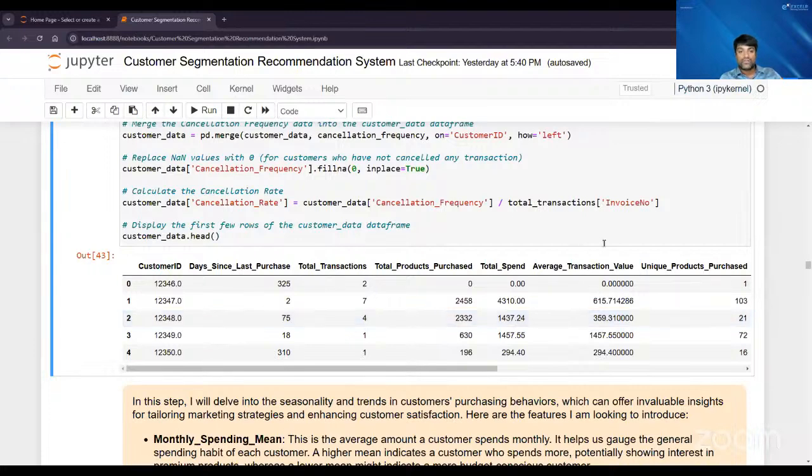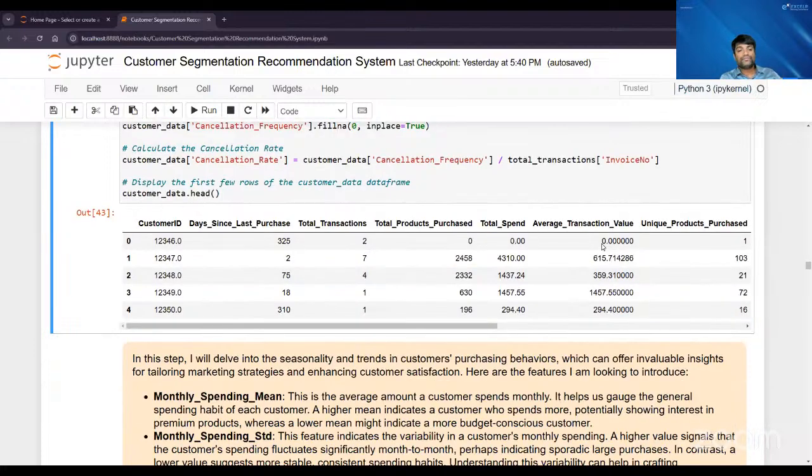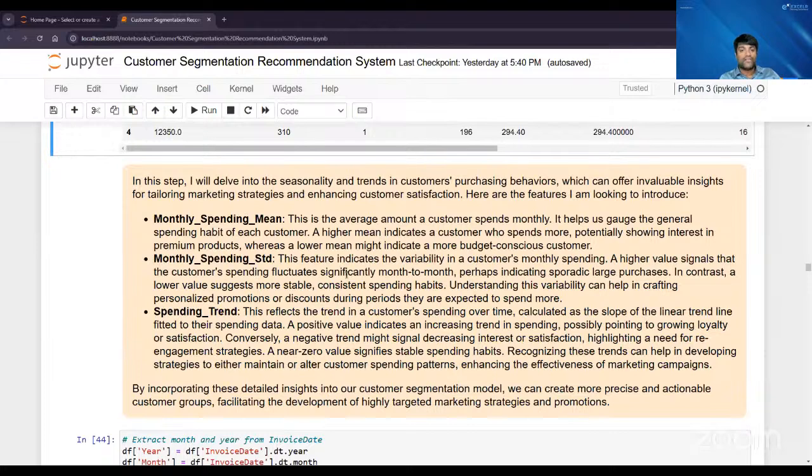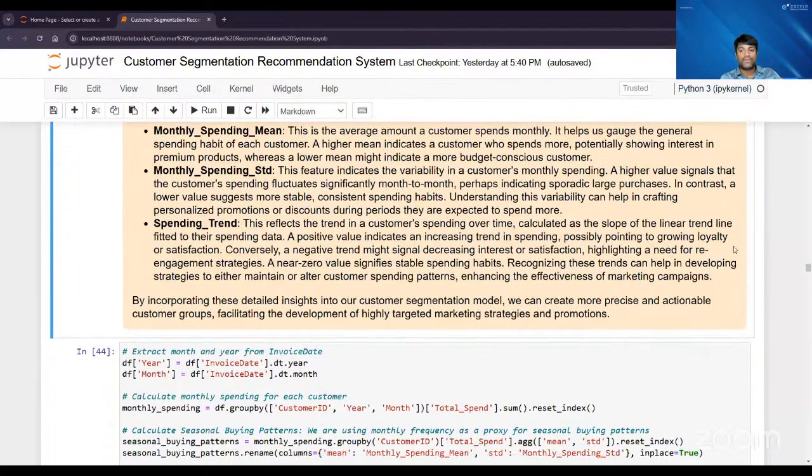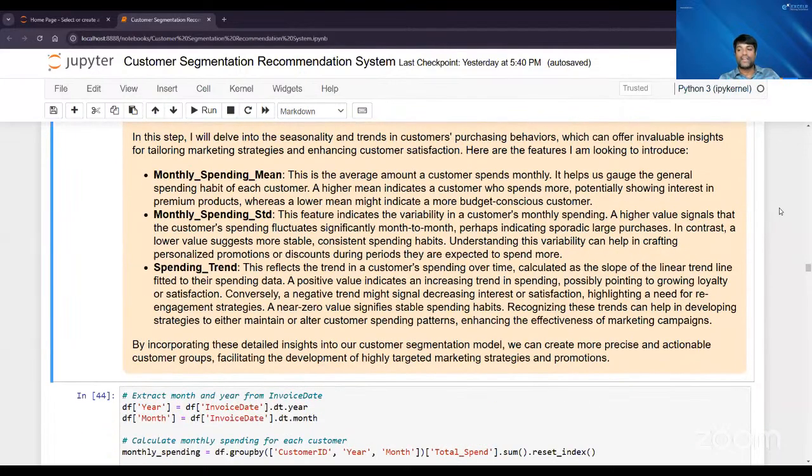Now going forward, next we are going to identify the monthly spend. What is the average monthly spend that a particular customer is making on that product? What is the mean? What is the standard deviation? And let us also understand the trend of how a particular customer is spending over time.